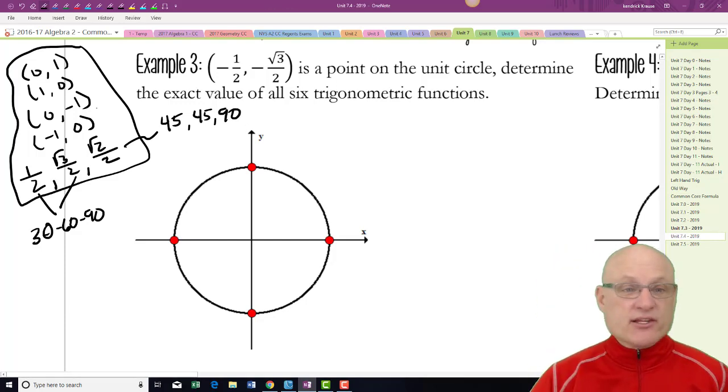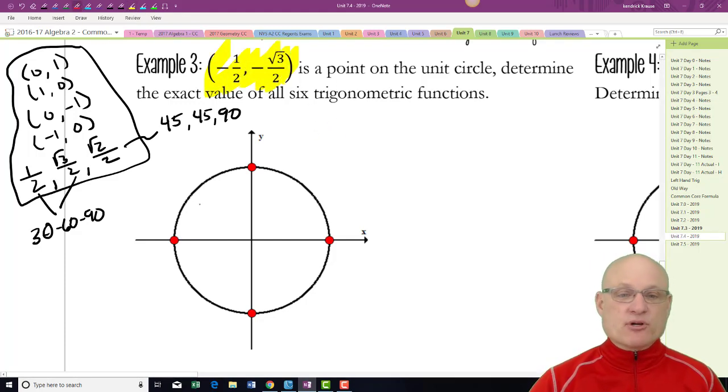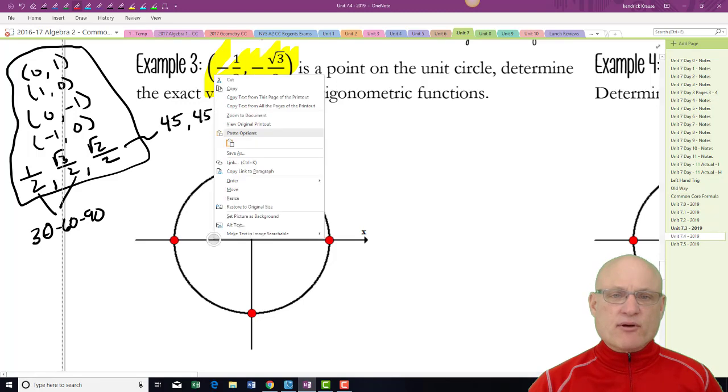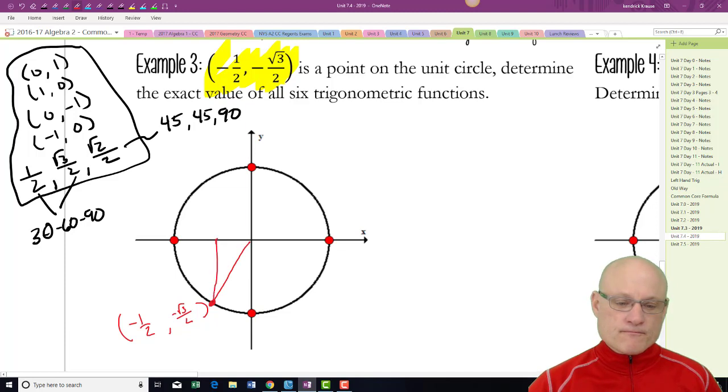So, as I look at this point that they give us right here, I see negative 1/2, negative square root of 3 over 2. So that means we're going to be in the third quadrant. Why third? Because negative 1/2 goes this way, negative square root of 3 over 2 goes over there. So we're going to be somewhere over here. Let's go negative 1/2. Isn't negative 1/2 about right there? So that's this point right here. Negative 1/2, negative square root of 3 over 2. So let's draw that in. So this is negative 1/2, and this is square root of 3 over 2, but negative.